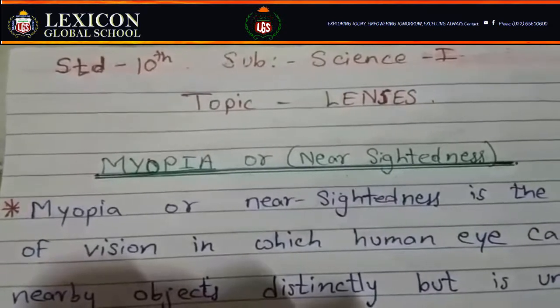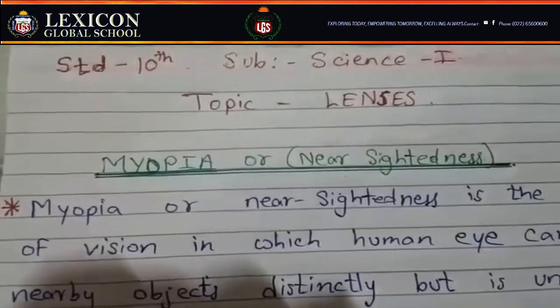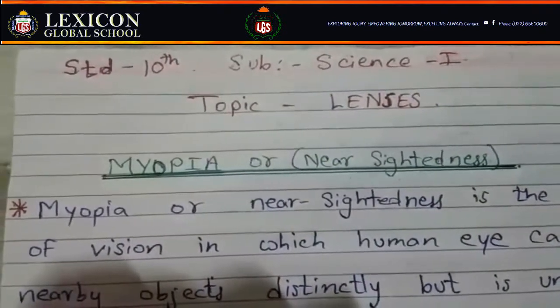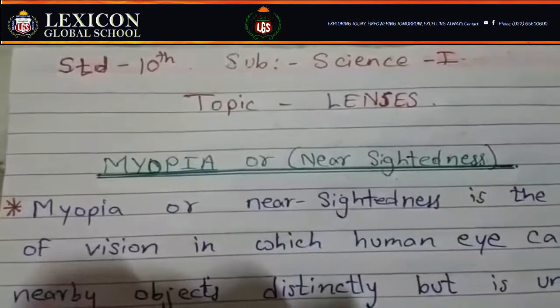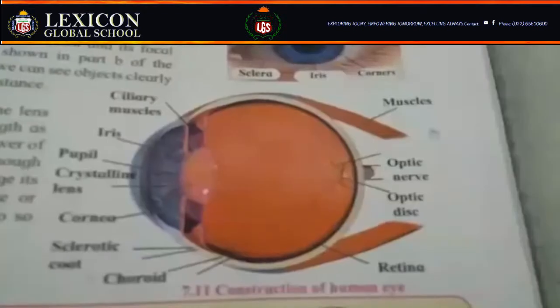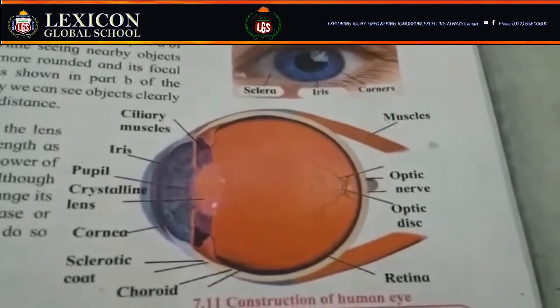So today we are going to see the two defects of eye vision, that is myopia and hypermetropia. So before starting these two defects, we'll focus on the human eye. Can you see this human eye? This is our eye.